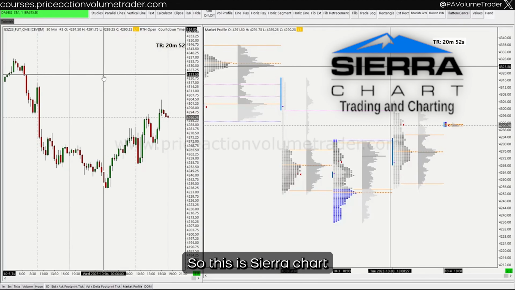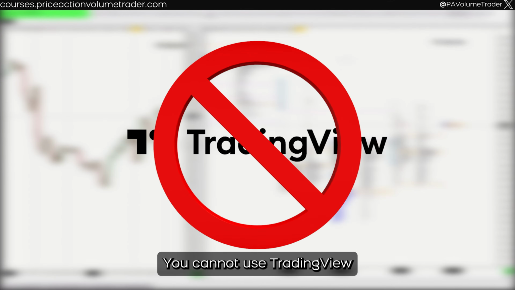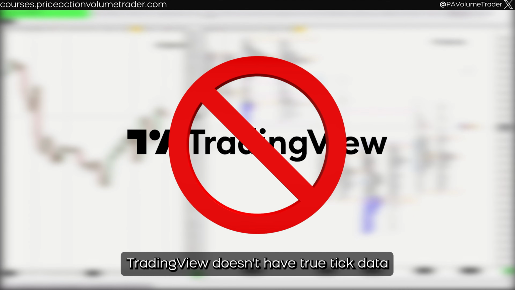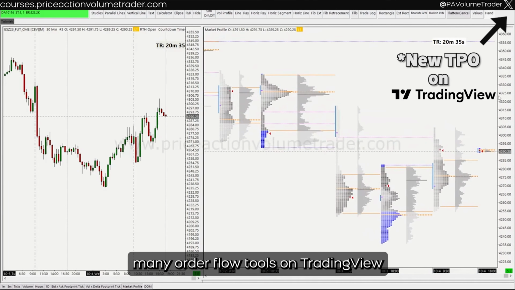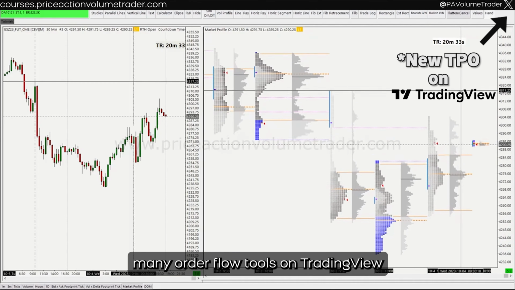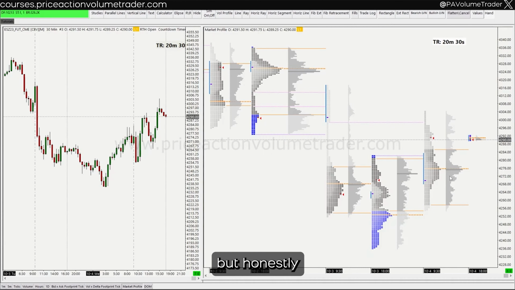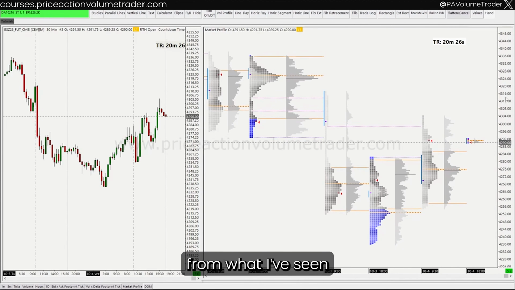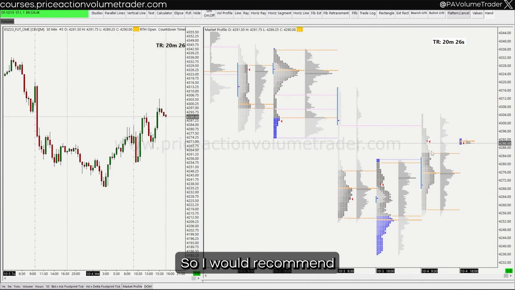So this is Sierra Chart. You can use any trading platform. You cannot use TradingView because TradingView doesn't have true tick data. So I don't really use many order flow tools on TradingView. There are some custom studies for this, but honestly, I don't think they're very reliable from what I've seen, but I have limited experience with them. So I would recommend just using another platform.